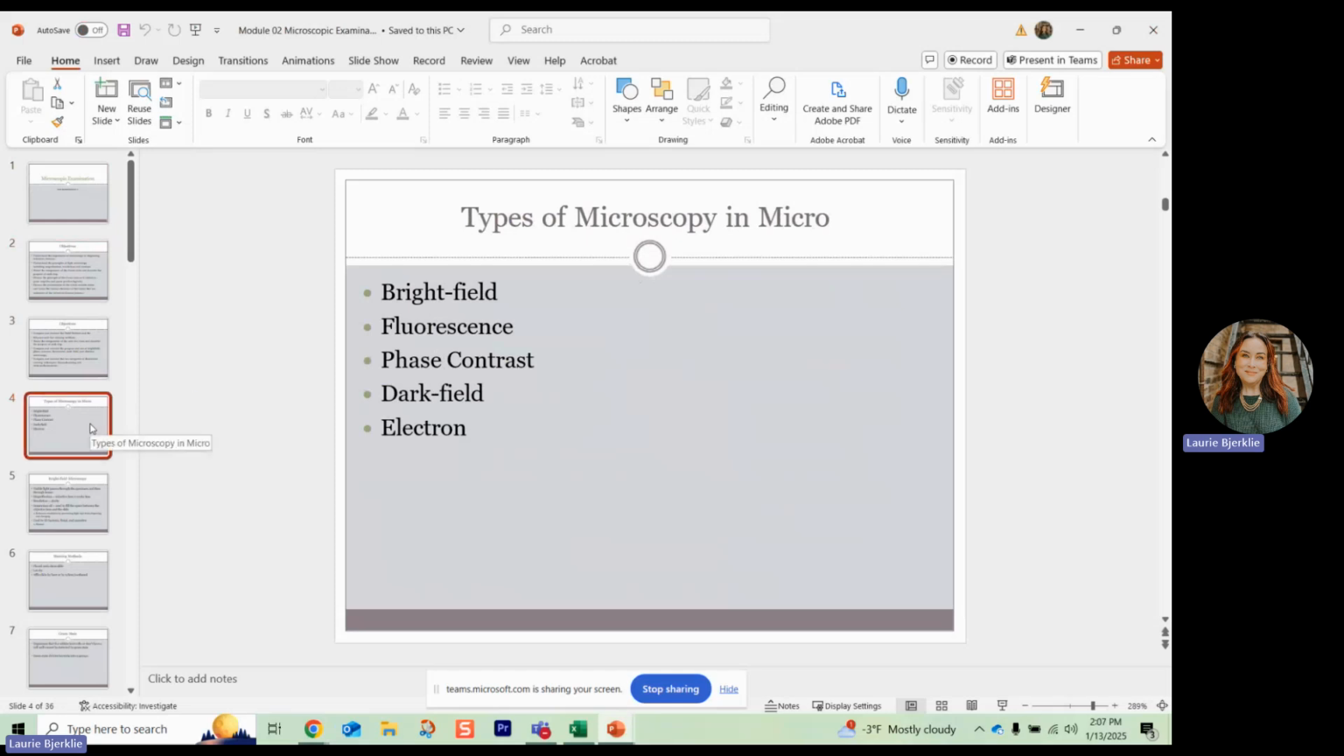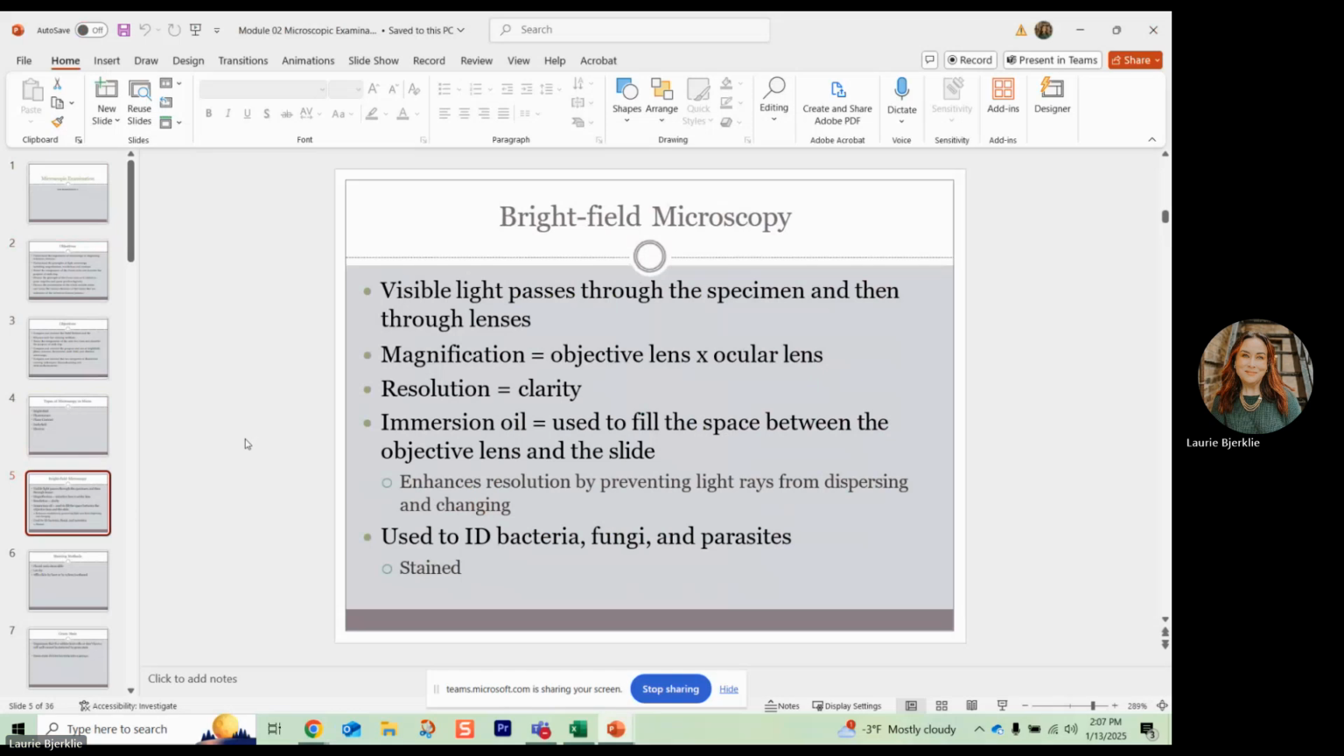But bright field is the style of microscope that you're using in your lab room, as well as in the micro department and in the heme department. So what it means to be a bright field microscope is just that there's light passing through the specimen and then up through the lenses.